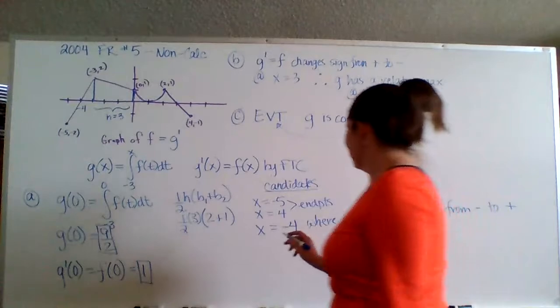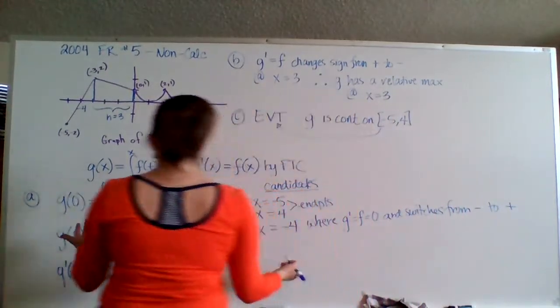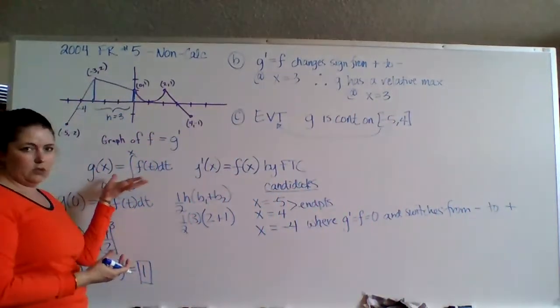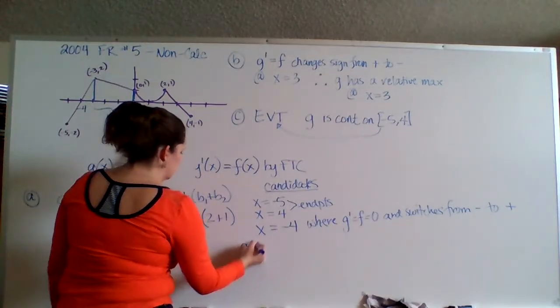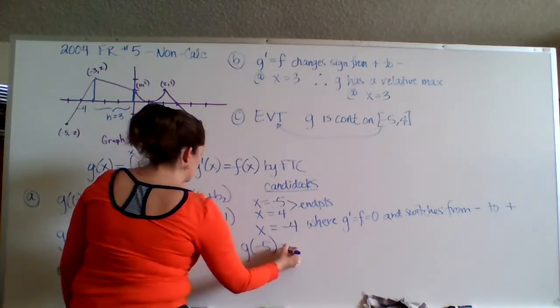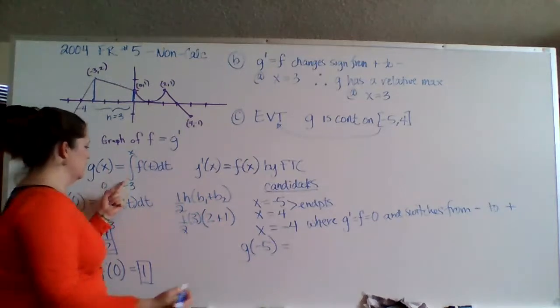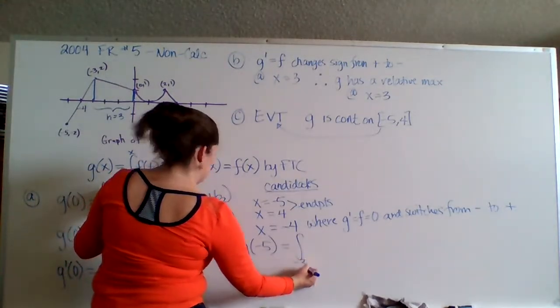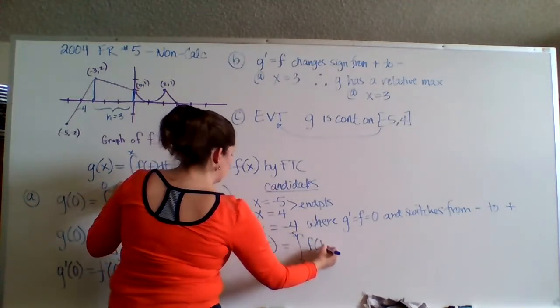All right, so now we're going to test them. So we're going to test them into our integral defined function. So this is a more typical problem where you do have an integral defined function. So the notation's a little cleaner. I'm going to replace the x with -5. I'm going to start with that endpoint. So it would be the definite integral from -3 to -5 of f of t dt.